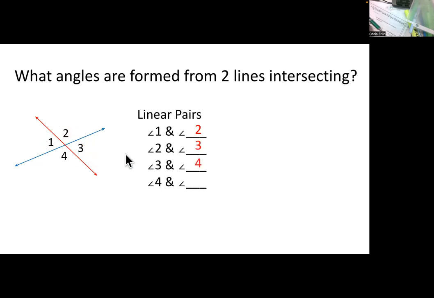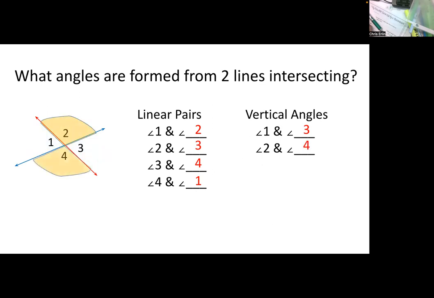Does 3 have a relationship with anyone else? 4. It does. Good. So there's 4 sets of linear pairs in this single intersection of two lines. Now we've also got angles that are called vertical angles. Angle 1 is a vertical angle with what angle? 3. Good. Angle 1 and 3 form vertical angles. Whereas angle 2 forms a vertical angle with, good, 4.